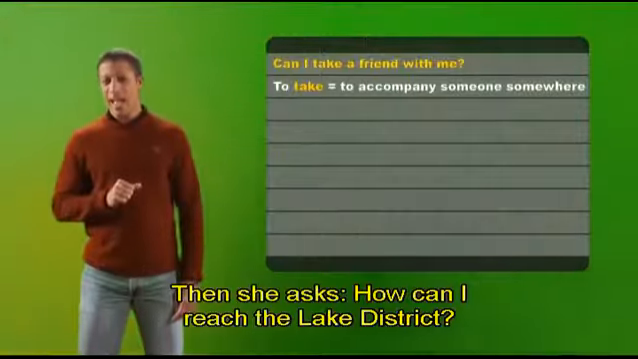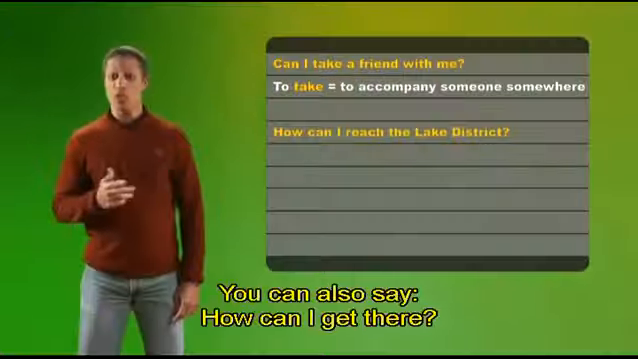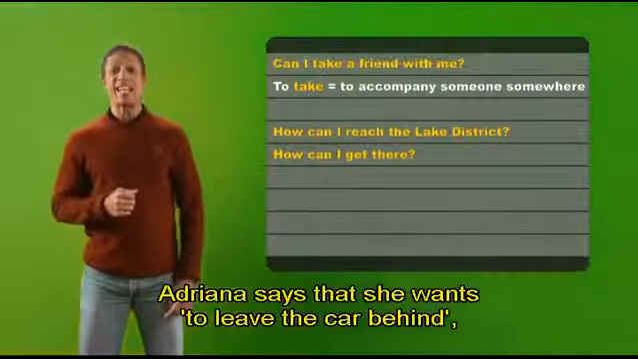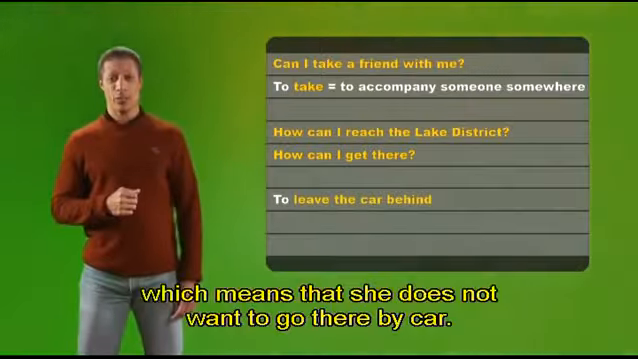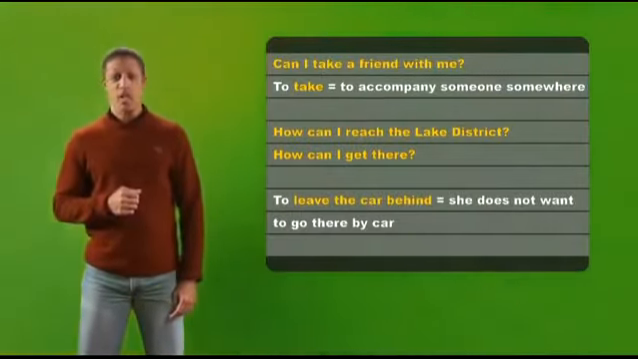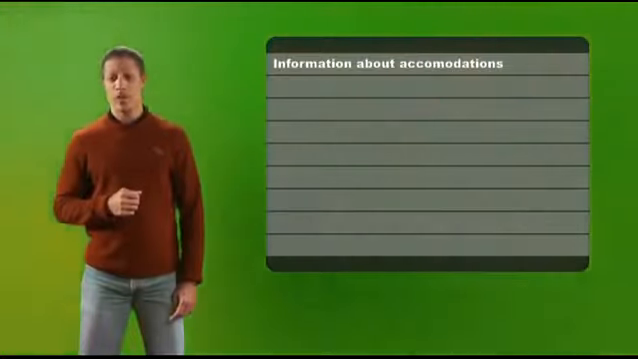Then she asks, how can I reach the Lake District? You can also say, how can I get there? Adriana says that she wants to leave the car behind, which means that she does not want to go there by car. She wants some information about accommodations too.